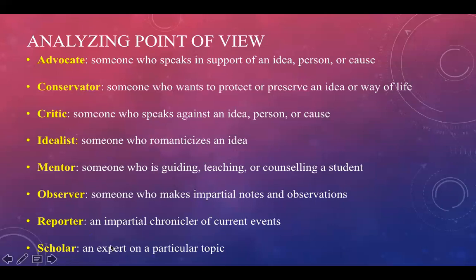A mentor is somebody who guides, teaches, or counsels a student, a colleague, a friend. It doesn't necessarily have to be a student. It's just one person guiding, teaching, or counseling another. An observer is someone who makes impartial notes and observations, and the word impartial is critical. What it means to be impartial is that you leave all feelings out of it. You're just recording exactly what your senses are detecting.